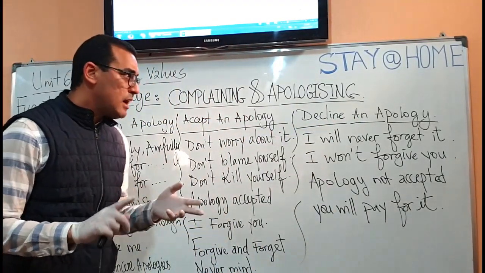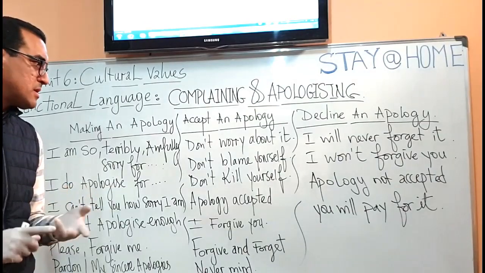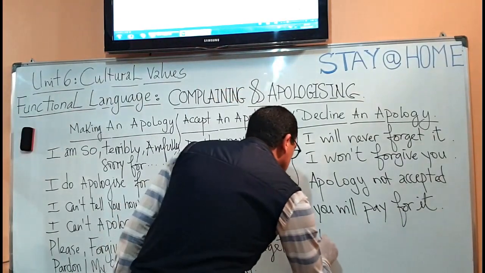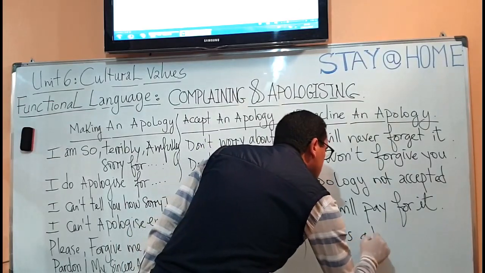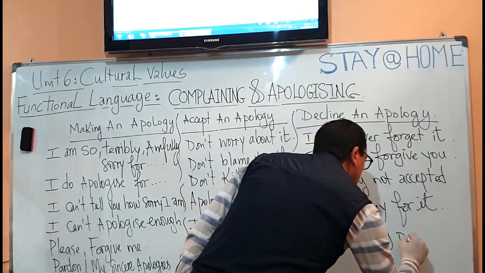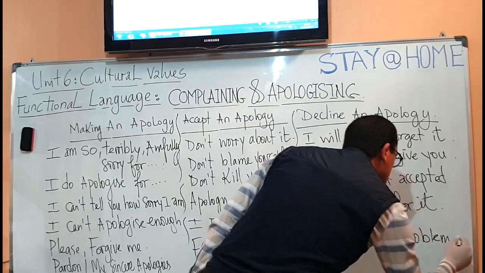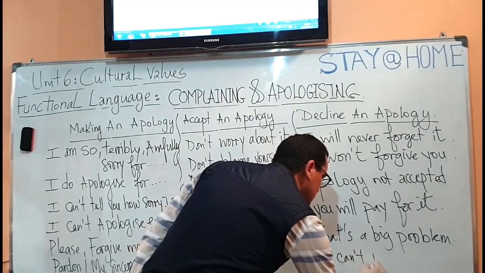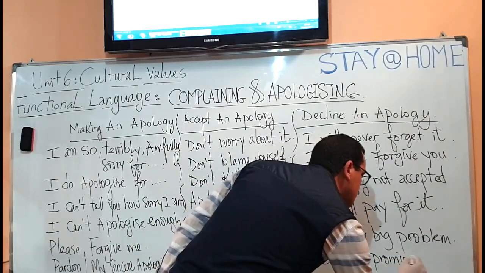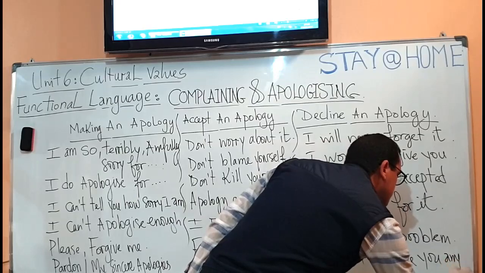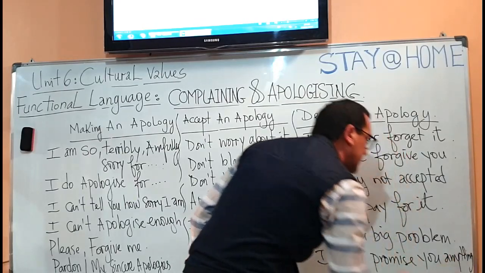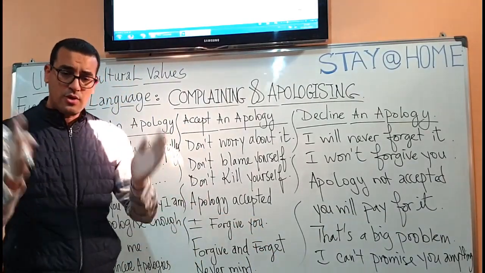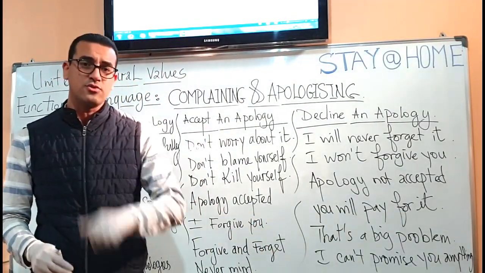I will never forget it. I won't forgive you. Apology not accepted. You will pay for it. That's, you can say, that's a big problem. That's a big problem. Okay? You can also use, I can't promise you anything now. I can't promise you anything. It means I cannot do anything about that. Okay, I'm sorry. You have to do something about your mistake.